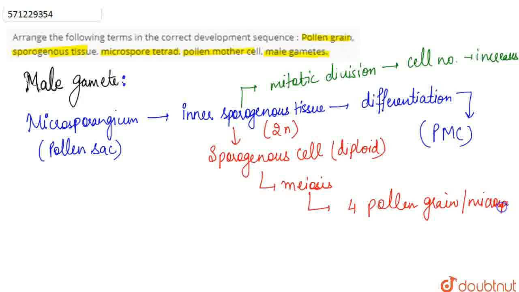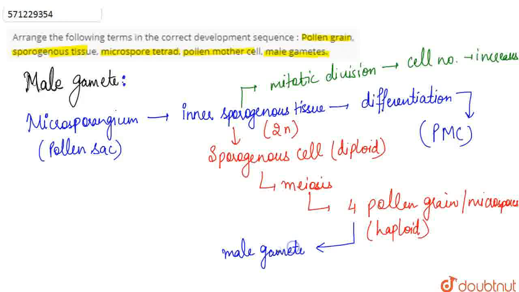Now these 4 pollen grains, or the microspores produced, are haploid in nature. The pollen grain produced, or the microspore produced, is the first cell of the male gametophyte, where the male gamete develops. So in these 4 pollen grains, the male gamete develops.